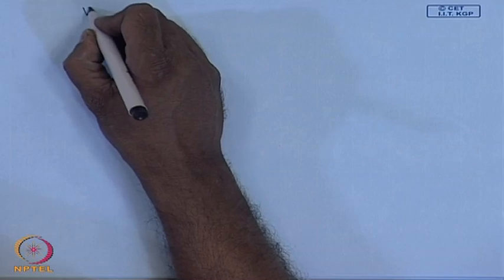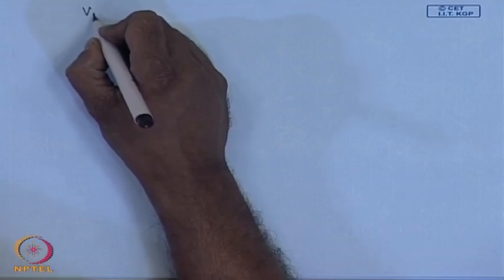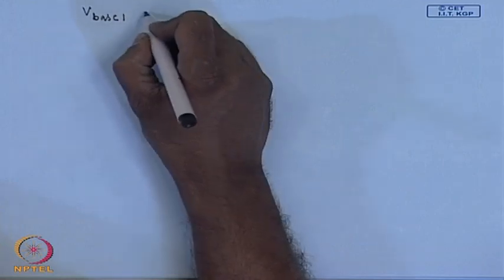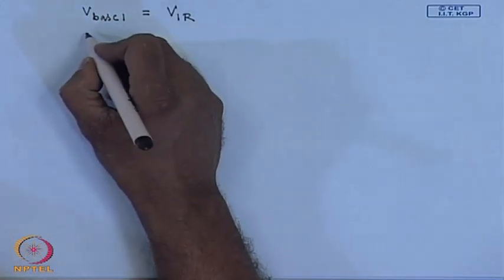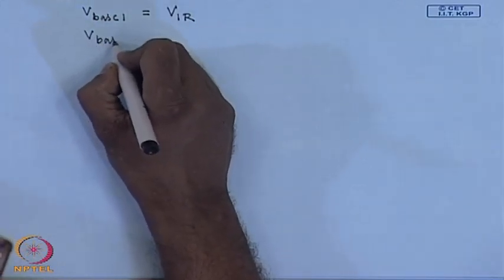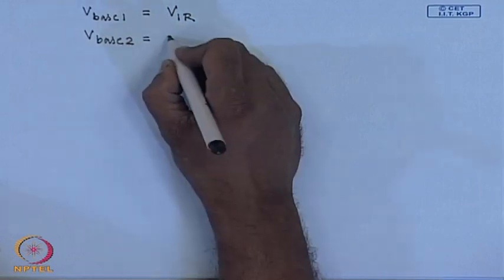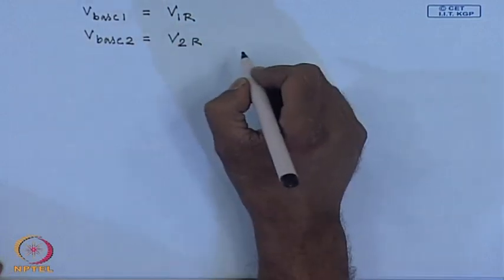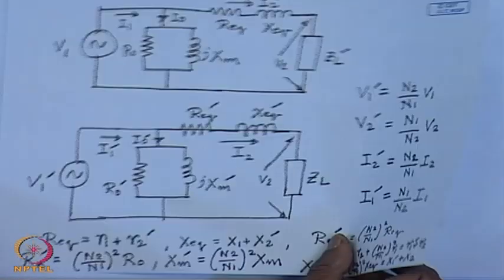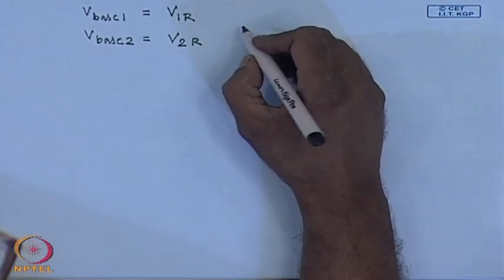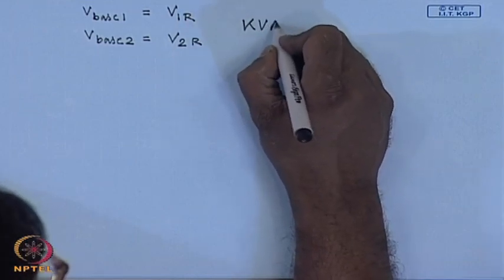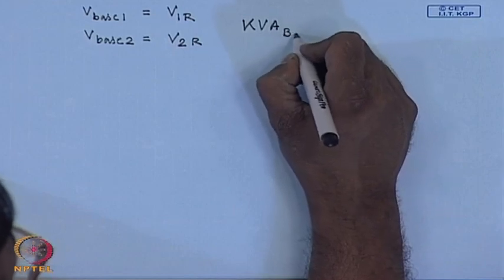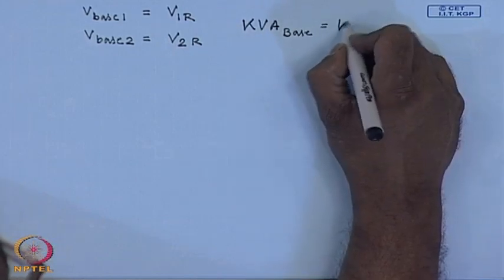So, we call it V base 1 equal to the rated voltage of the primary. Similarly, V base 2 will be the rated voltage of the secondary. Since in a transformer the kVA of the primary and the secondary are the same, there is only a single kVA base, which is the rated kVA of the transformer.